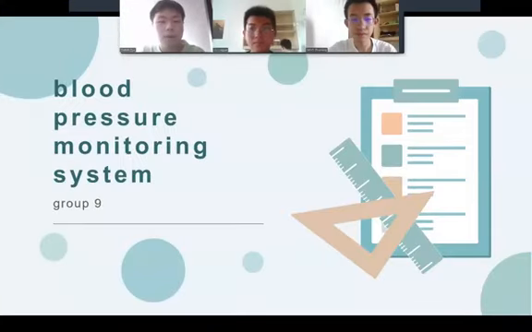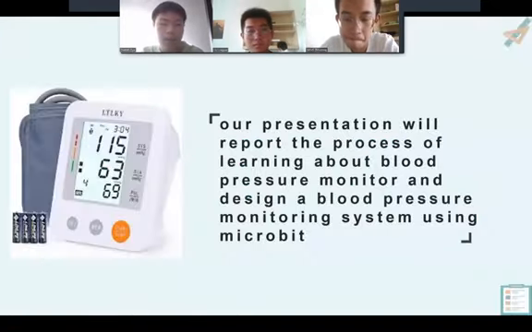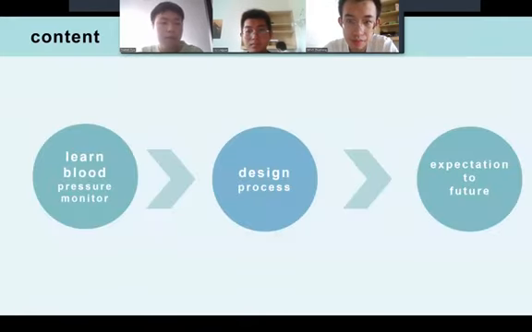Hello, everyone. We are group live from LO2, and today we are going to introduce our mini project, which is a blood pressure monitoring system. Our presentation will report the process of learning about the blood pressure monitor and designing a blood pressure monitoring system using microbit. These are the three components of our presentation.